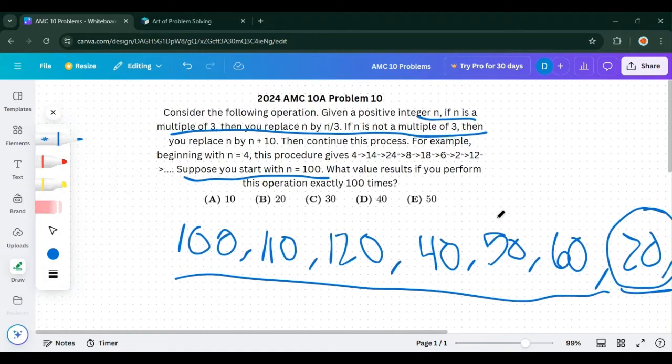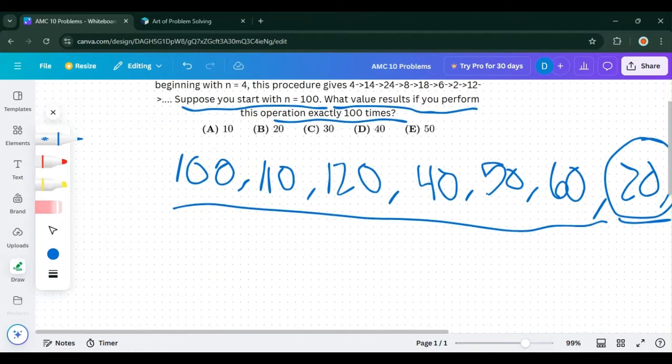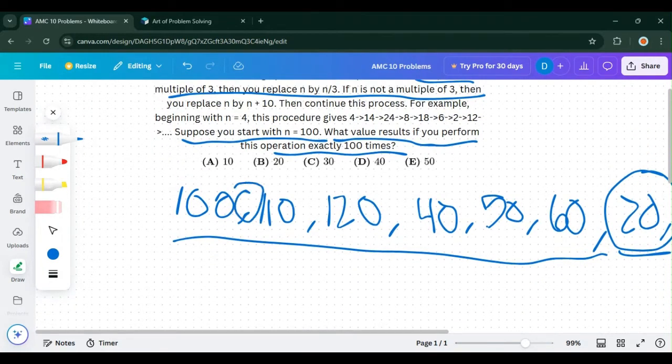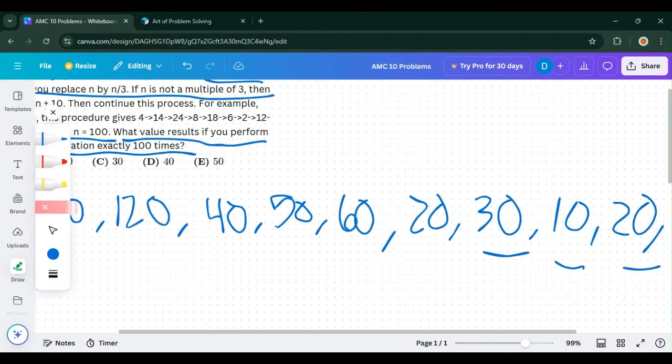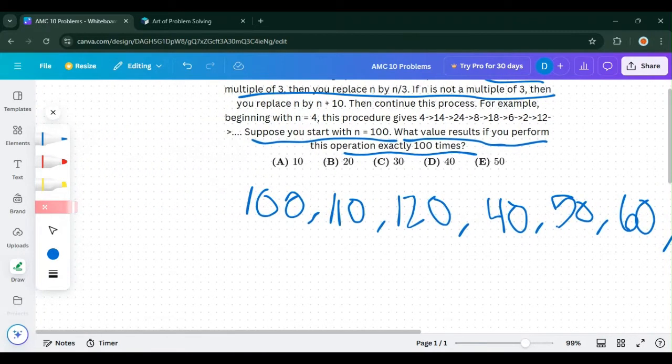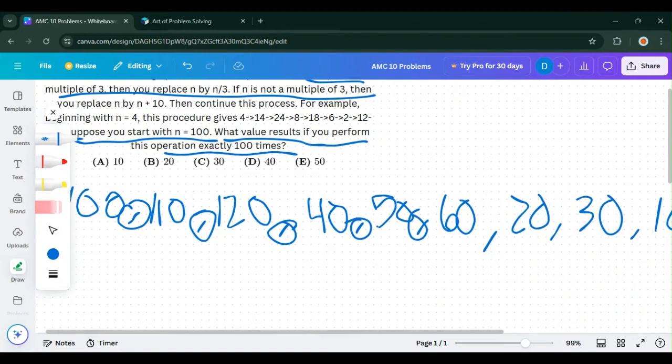So it's asking what value results if you perform this operation 100 times. And the commas show an operation being performed once. So that will also help us. Let me erase this. If this operation is performed 100 times, we have the first time, the second time, the third time, the fourth time, the fifth time, and we'll stop there.